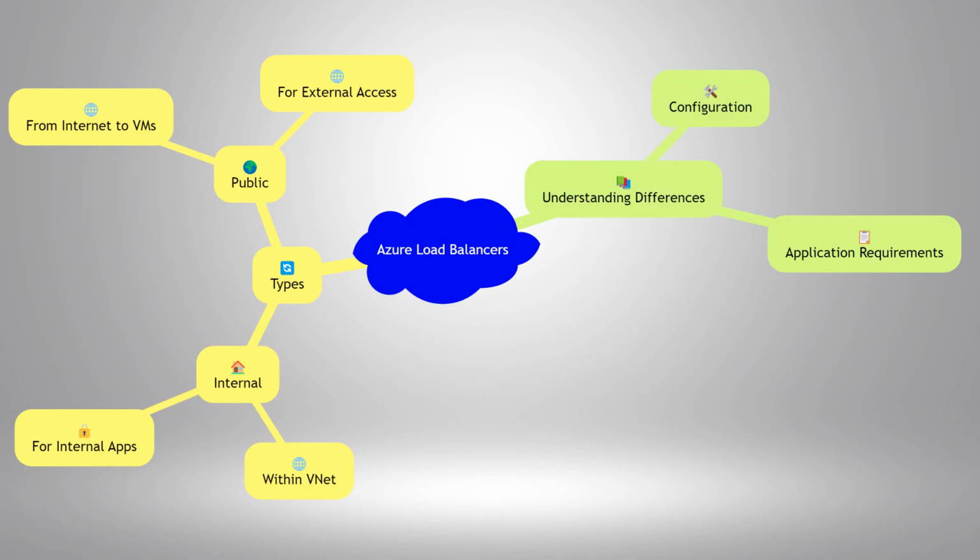Internal load balancers are used to distribute traffic within a virtual network, VNet, making them ideal for internal applications that do not need to be exposed to the internet. Public load balancers, on the other hand, distribute traffic from the internet to VMs within a VNet. Understanding the differences between these two types is crucial for configuring them correctly based on your application's requirements.